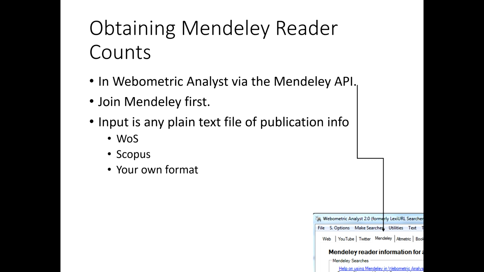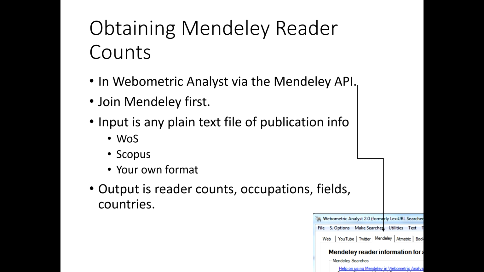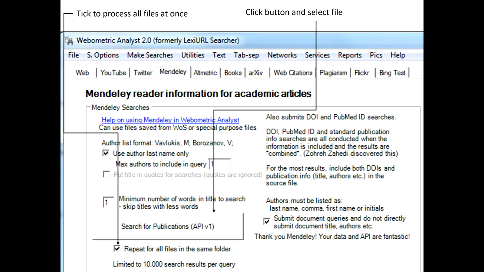The input can be any plain text file of publication information, from the Web of Science, Scopus, Dimensions, or your own plain text format. And the output will be a file with reader counts, occupations of readers, fields of readers, and countries of readers. Many columns of data for each publication. How does this work?